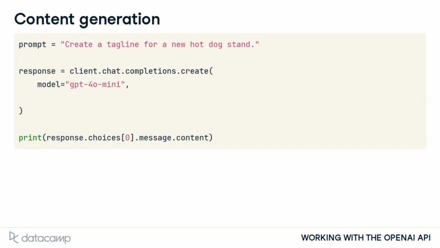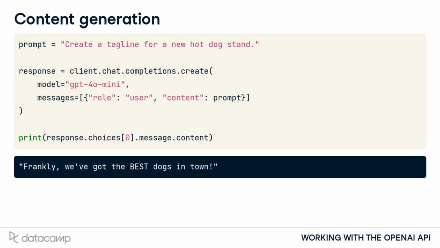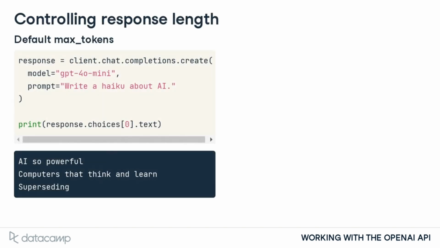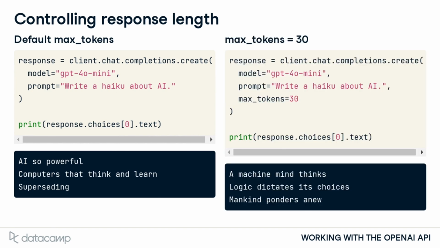Text completions are also used to generate new text content from a prompt providing an instruction. For example, we can create a request to generate a tagline for a new hot dog stand. That's pretty good. By default, the response from the API is quite short, which may be unsuitable for many use cases. The max tokens parameter can be used to control the maximum length of the response, shortening or lengthening it.